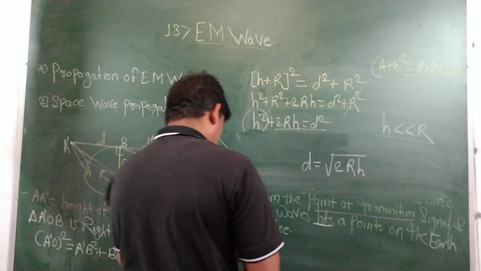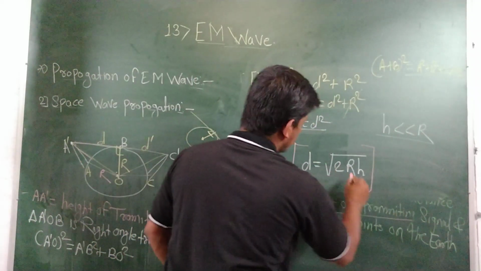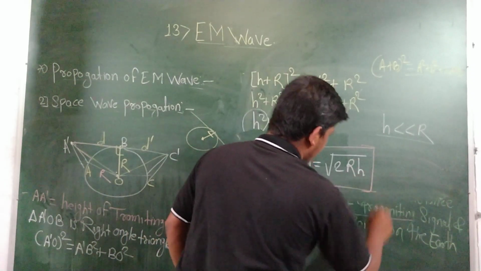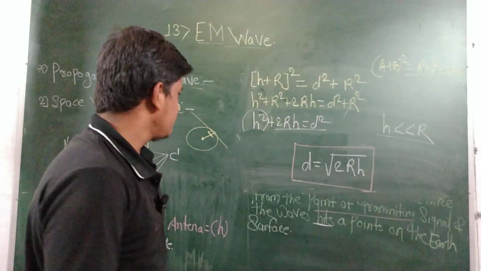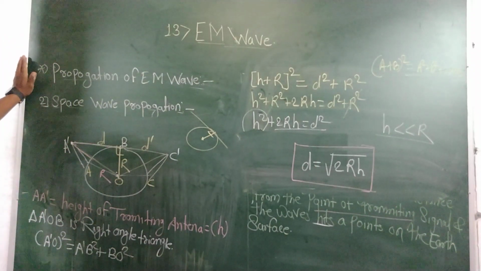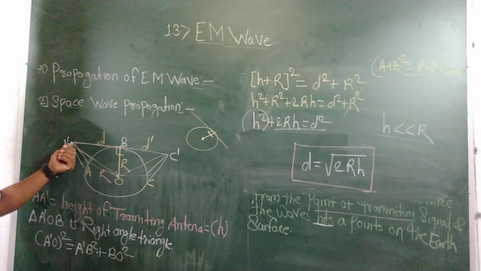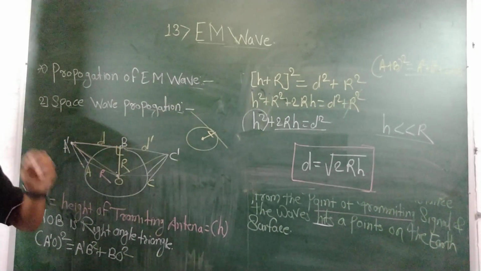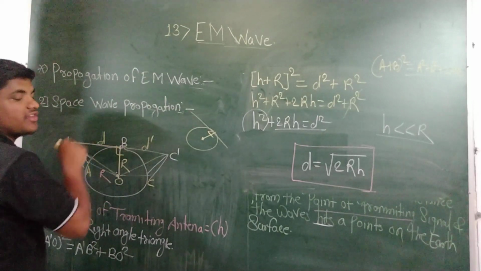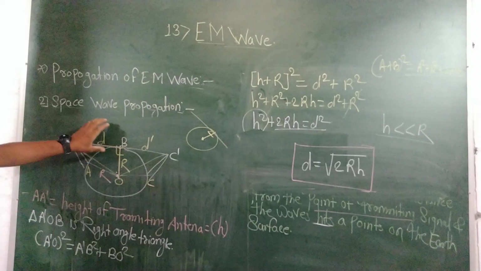This is the formula for calculating the range of signals that come from any transmitter. What are we doing? Let's discuss here. The range is the straight line distance from the point of the transmitting signal to the point where the waves hit the surface of the earth. And this is called D.